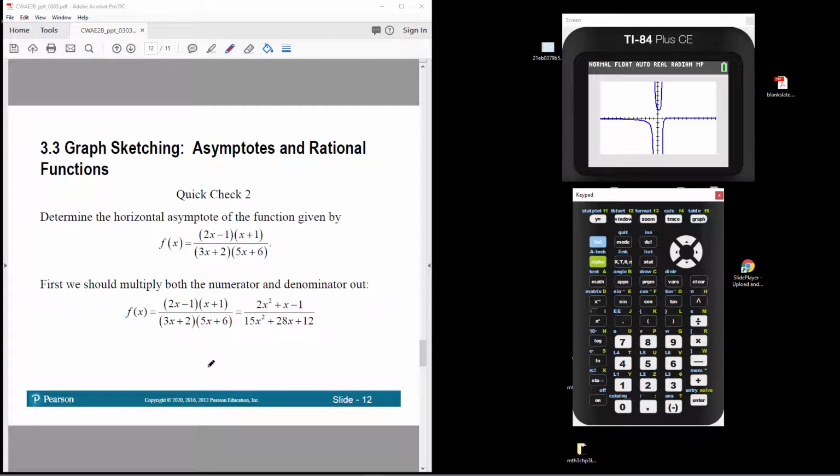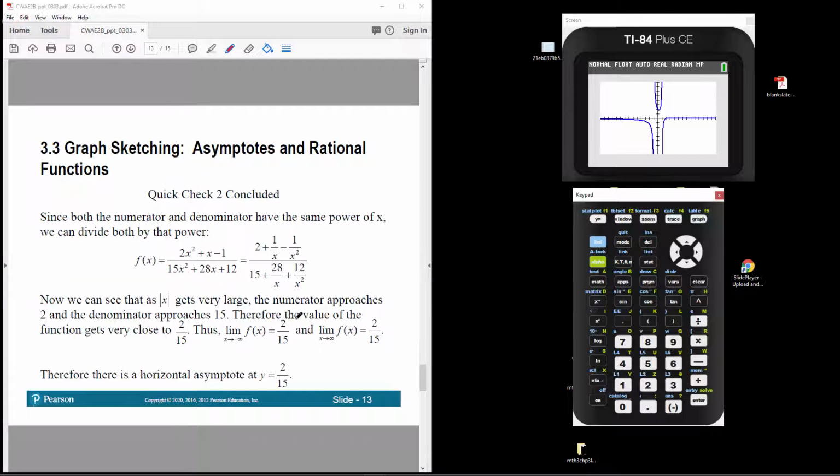In this case, to get it into expanded form, you multiply it out. Then to find the horizontal asymptote, divide by the highest power of x. Taking the limit as x goes to infinity, you end up with 2/15.